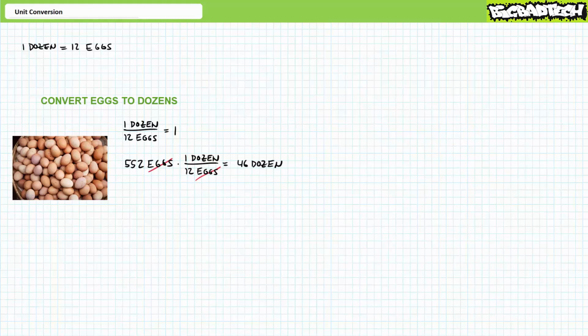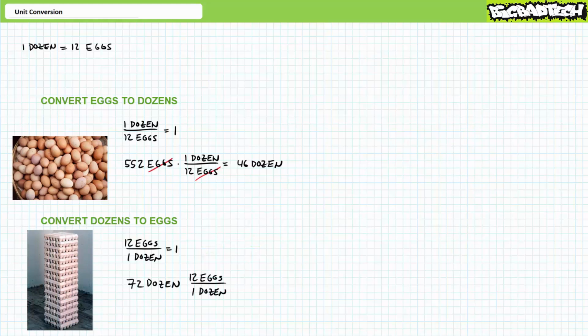This method also works in reverse. Consider the ratio 12 eggs over 1 dozen. If 1 dozen is 12 eggs, and 12 eggs are 1 dozen, this is also a 1. If we wanted to convert a given quantity of dozens into an equivalent amount of individual eggs, one could multiply this quantity of dozens by 1, where 1 is chosen to be 12 eggs over 1 dozen. The unit I want, eggs, is on top. The unit I don't want, dozens, is on the bottom.